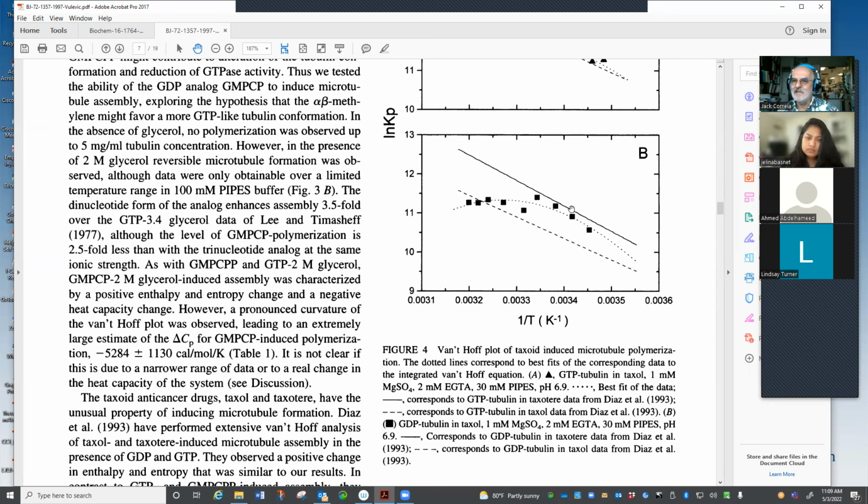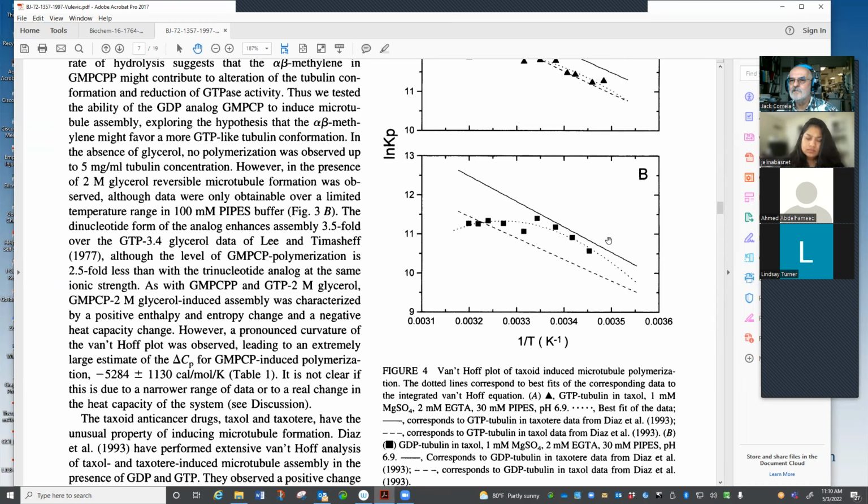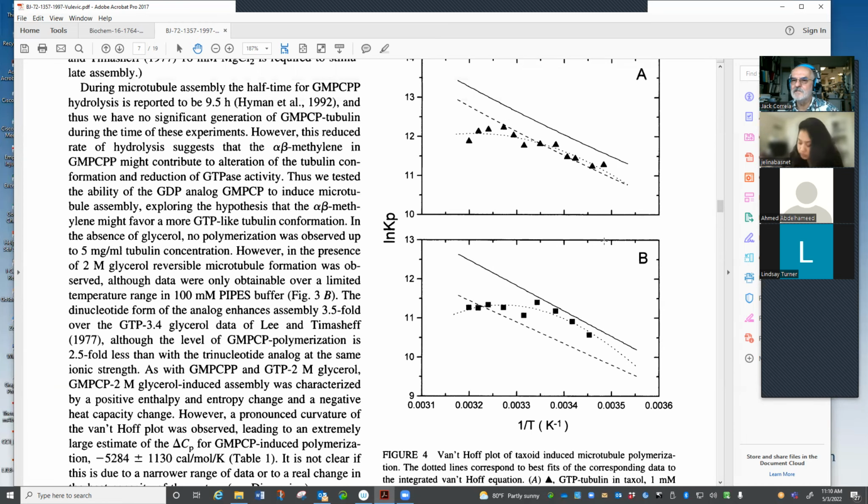And then our data is shown on the same data sets. Their data is linear. They do not have curvature. They do not have a heat capacity. I wouldn't call that controversial. I would simply say they didn't get the same result. We get curvature. It sort of agrees with where their data is, in the same ballpark, but without curvature.